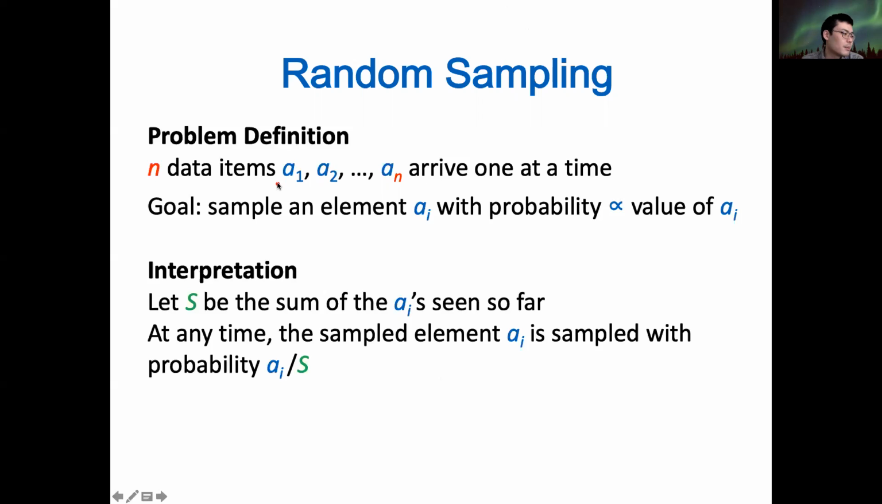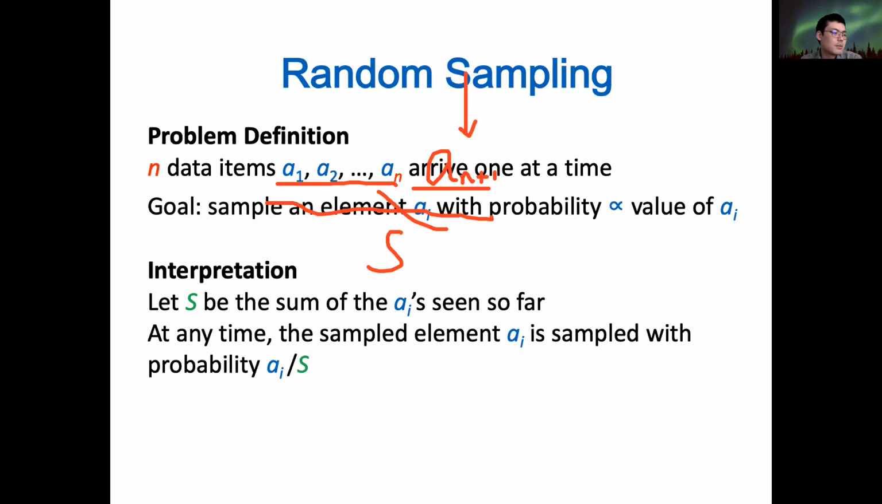Well, now when we see a new item, A_(n+1), what we should do is compute a new summation, and then we sample this new item with probability A_(n+1) divided by the current new summation, which is A1, A2, up to AN, and then plus A_(n+1), summed together. Okay.